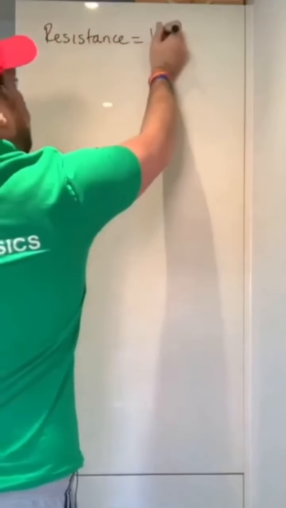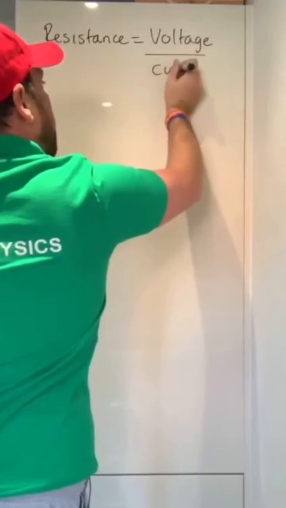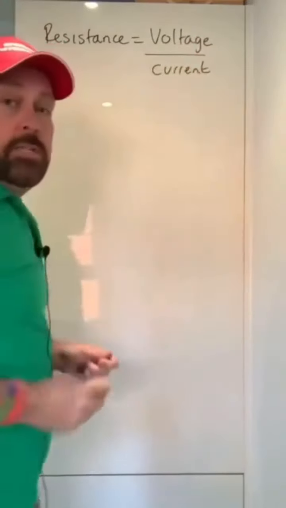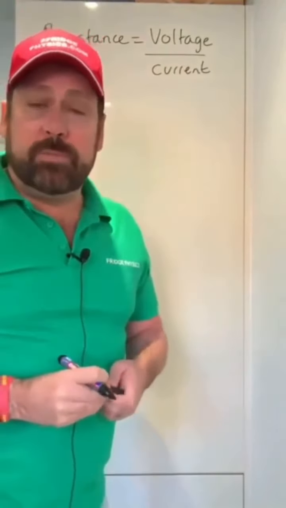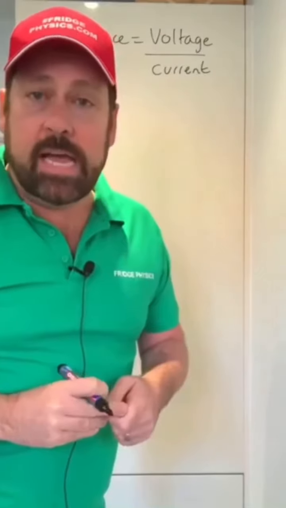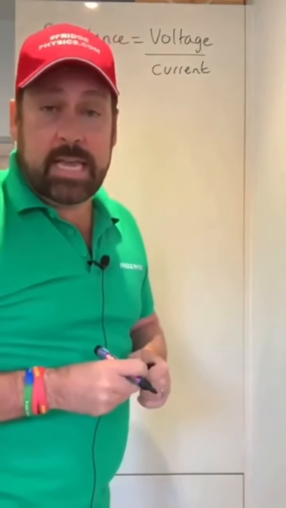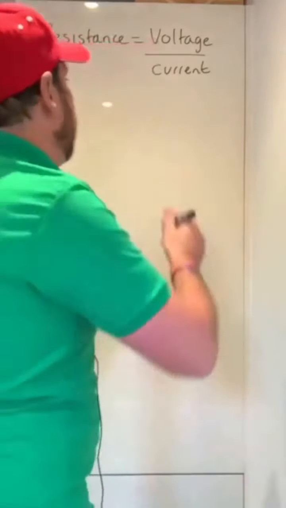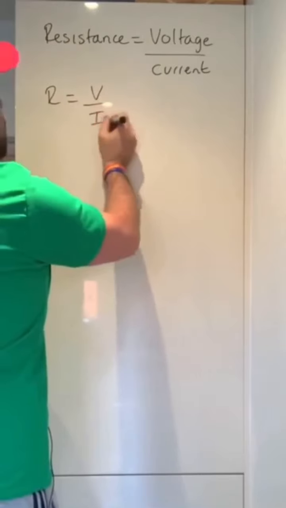resistance equals voltage divided by the current. So if we were to do an example of this, if say 15 volts was being supplied to a circuit and a current of 3 amps was flowing, to calculate the resistance, this is what we would do. So resistance equals voltage divided by current.